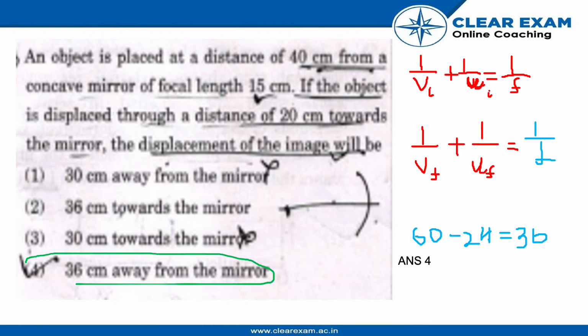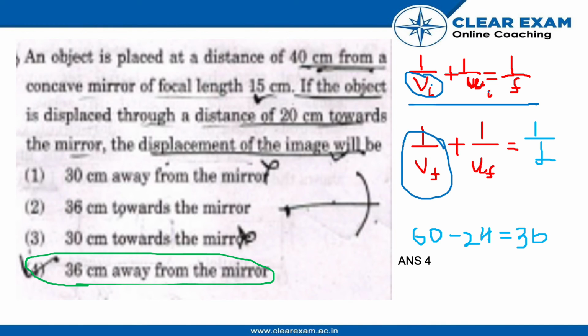Now, how we can find this is that first, as we know that 1/v plus 1/u is equal to 1/f, so 1/vi plus 1/ui is equal to 1/f. From here we will find out the vi, which will come out to be minus 24. And then for the final, 1/vf plus 1/uf is equal to 1/f, and from here we will find the vf, which will come out to be minus 60.